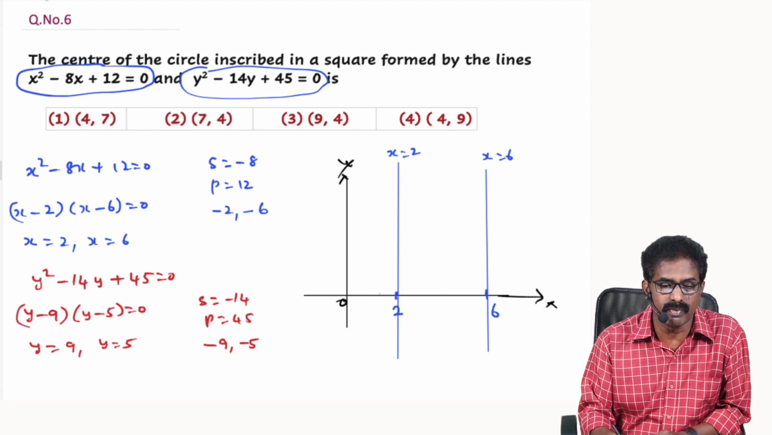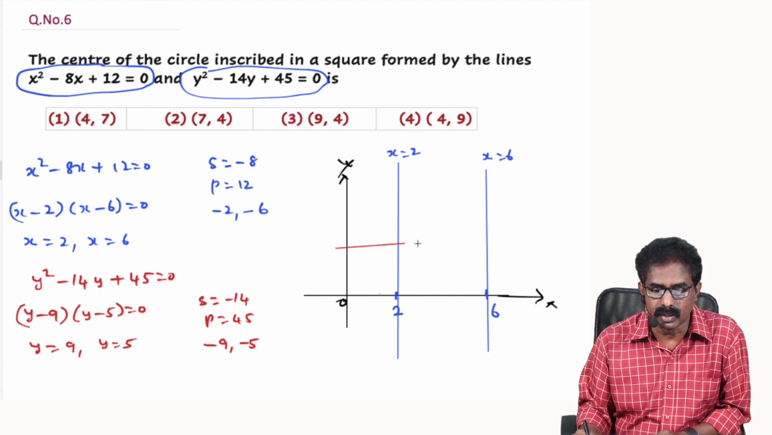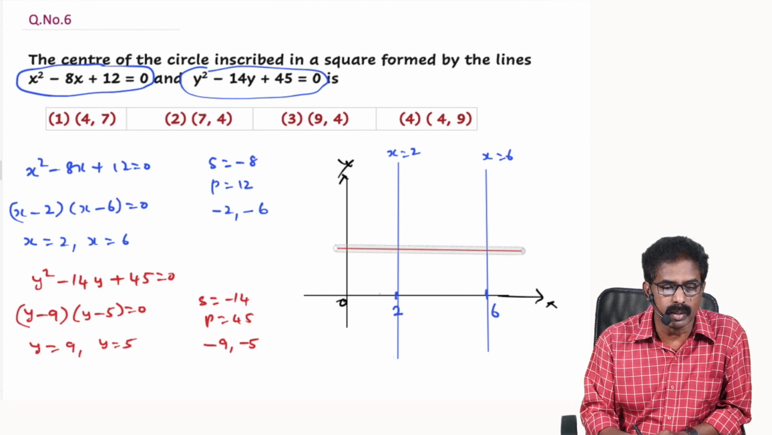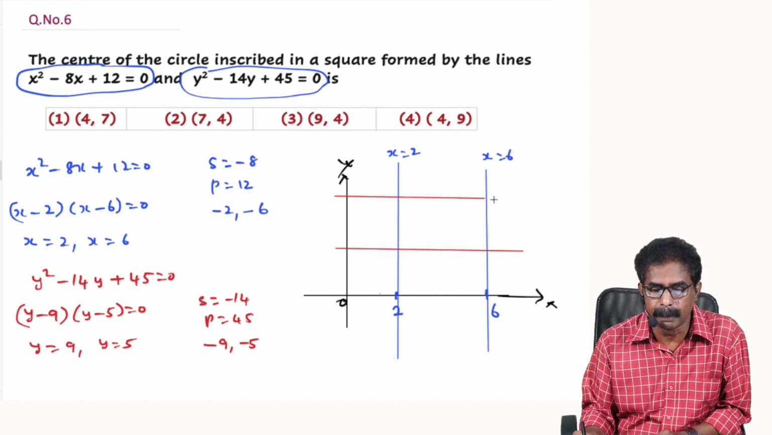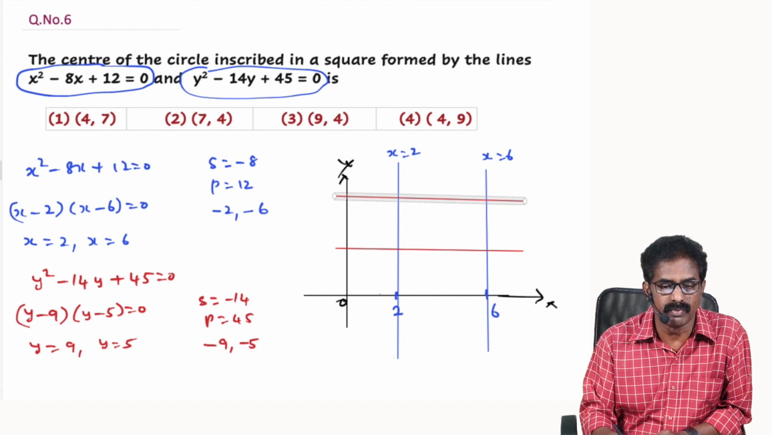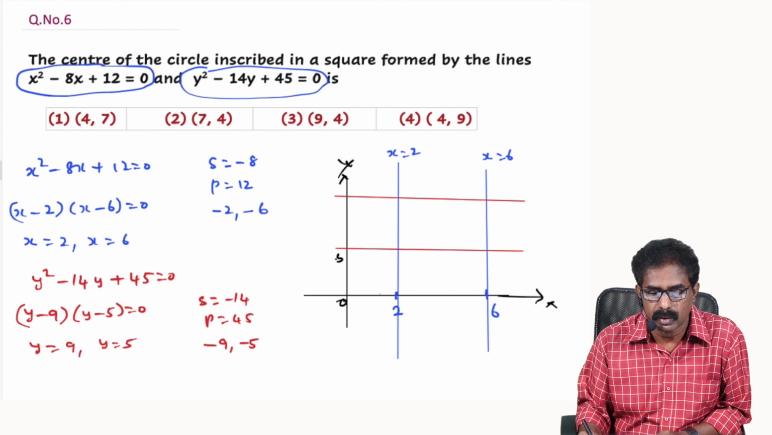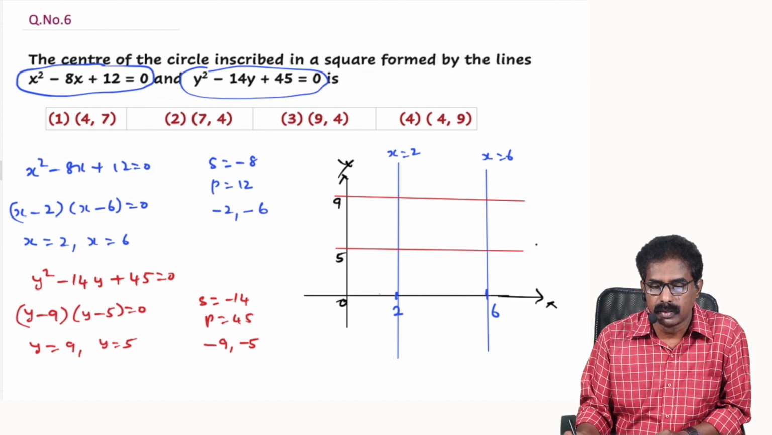So now y equal to 5 and y equal to 9, right? Another two lines. I'm taking y equal to 5, and another one y equal to 9. Say this is 5 and 9.